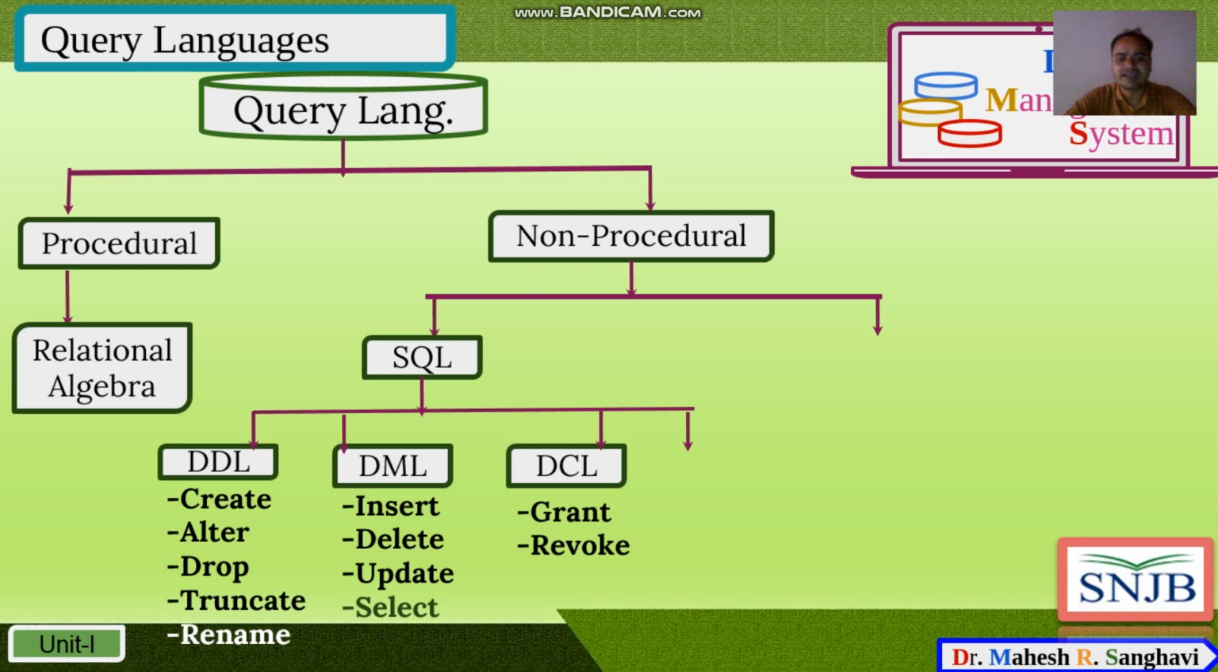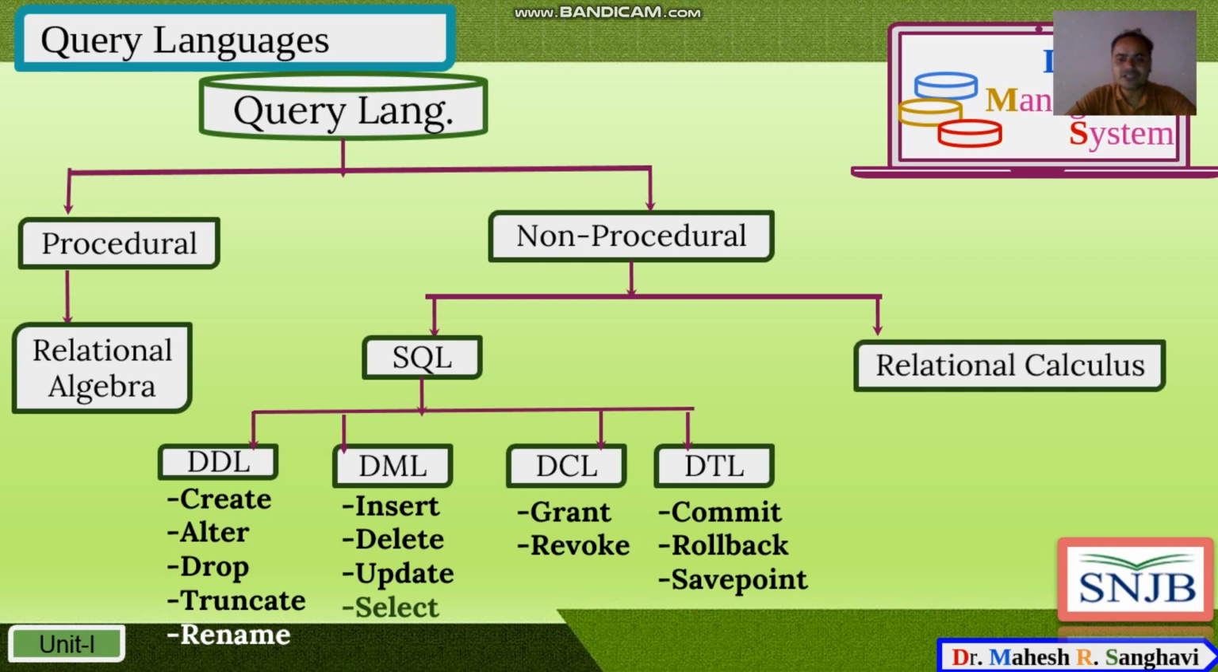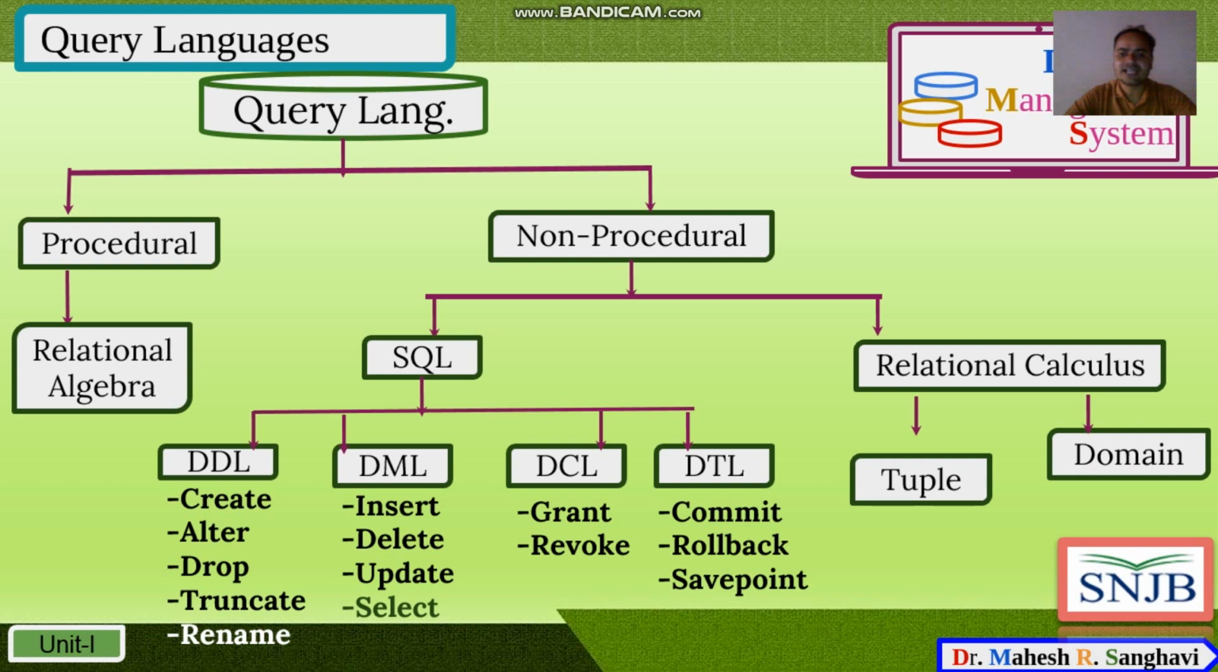This data control language has mainly two types of commands: grant and revoke. The last type is DTL, that is data transaction language, which has three commands like commit, rollback, and save point. We will see all these languages in depth in unit number 2. Apart from SQL, there is also relational calculus, which is a type of non-procedural language, and has two more types: tuple relational calculus and domain relational calculus.